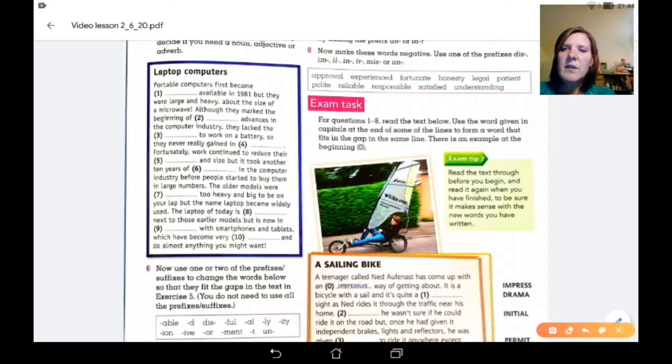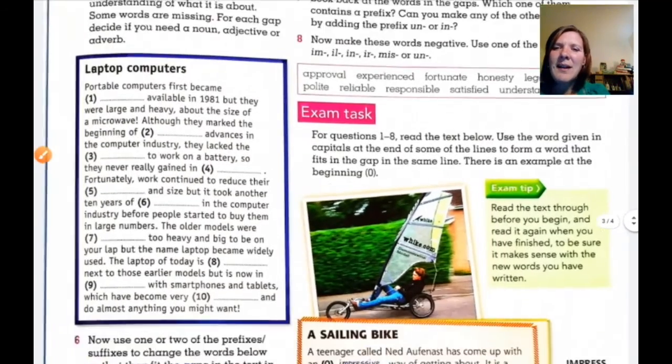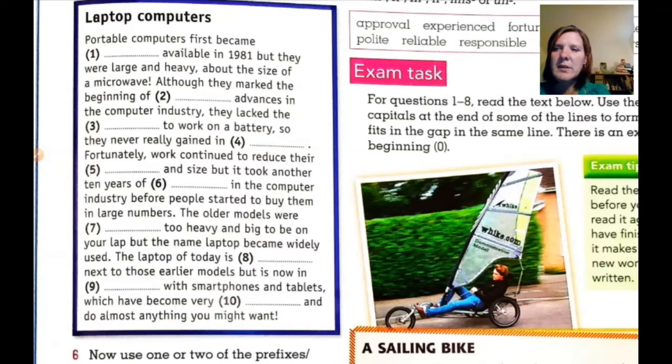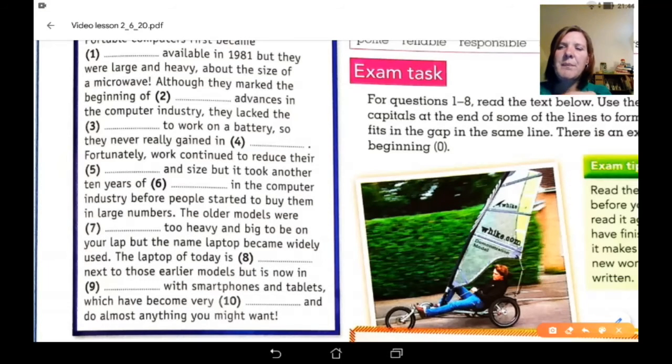Okay, so first of all, the word that we're looking for in space number 1. Oops, I'm sorry. Let me go back here. No, first of all, I need to make it bigger. Now we should be able to do it. So portable computers first came. Here you're looking for an adverb.